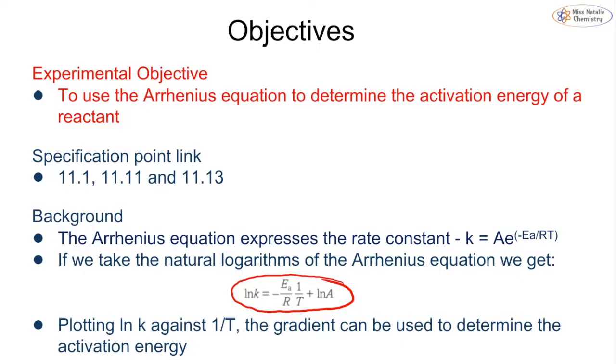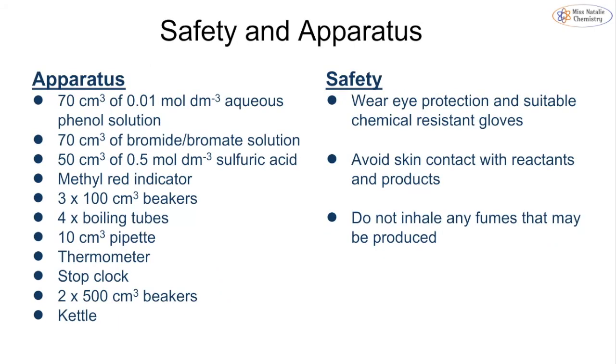It is linked into our equation of a straight line, which is y equals mx plus c. So our ln k is our y, our Ea over R is our gradient, 1 over T is our x, and ln A would be our y-intercept. So we can plot ln k against 1 over T, and then we can use the gradient to determine our activation energy. So how do we carry out this experiment?